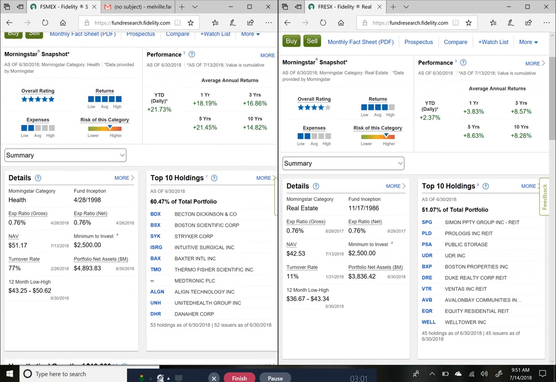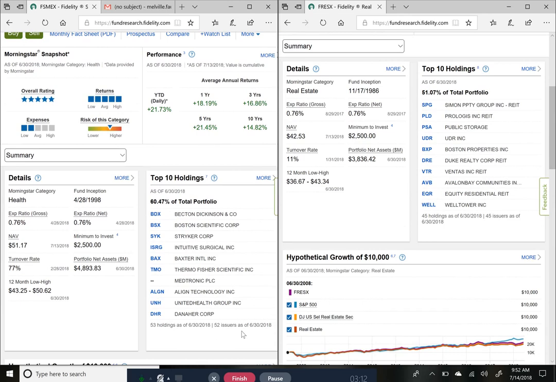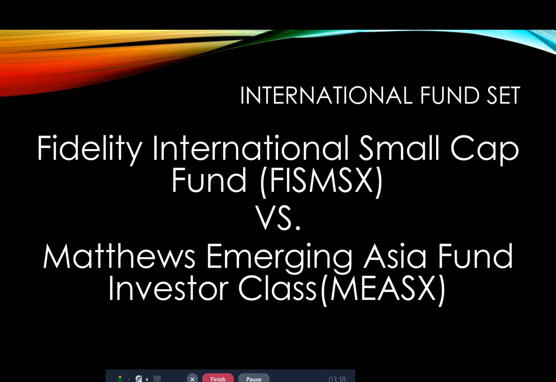Now, I wanted to say we're going to touch on key factors of each fund, and this is my key factor here, the turnover rate. So we're going 77% versus 11%. I like a lower turnover rate. I like that this manager's been here longer, and that is why I would pick this fund over that one in the sector funds. Now we're going to move to looking at our international fund set.